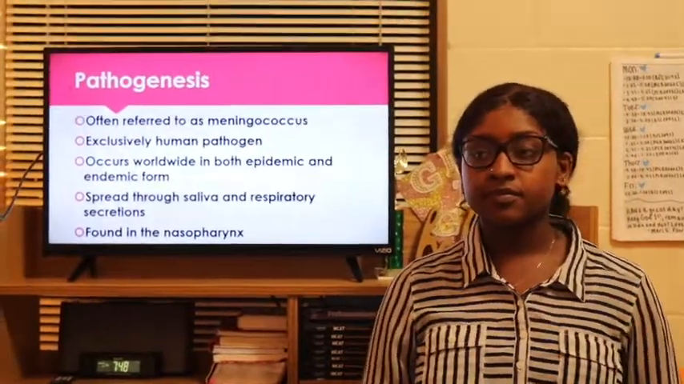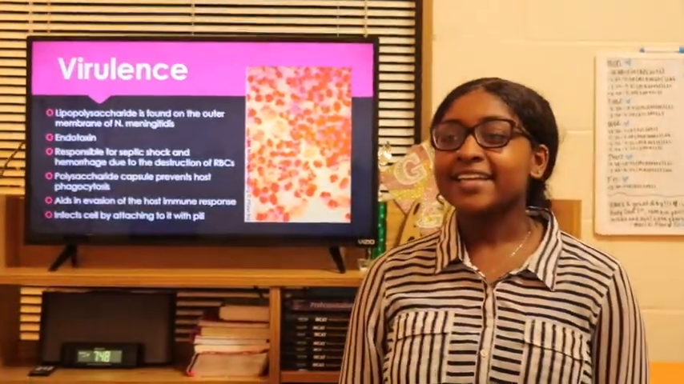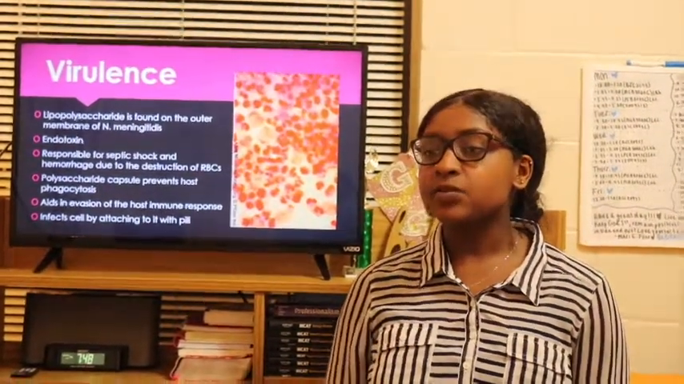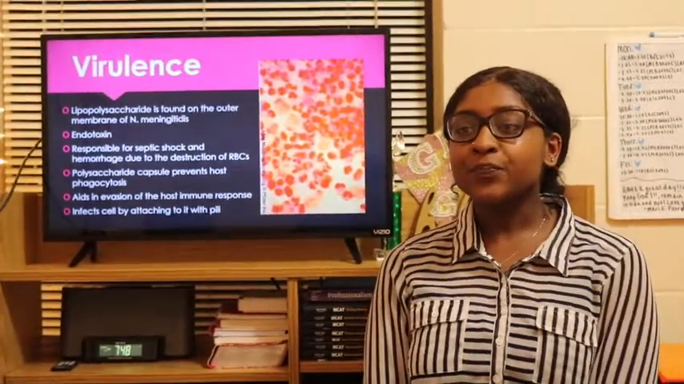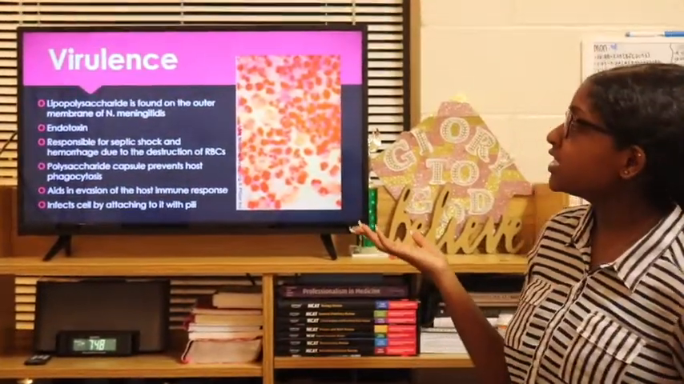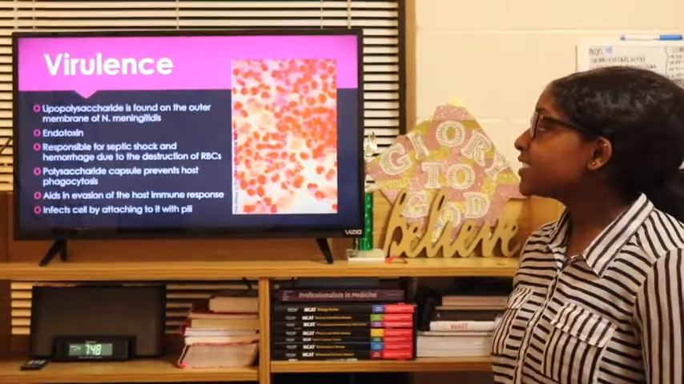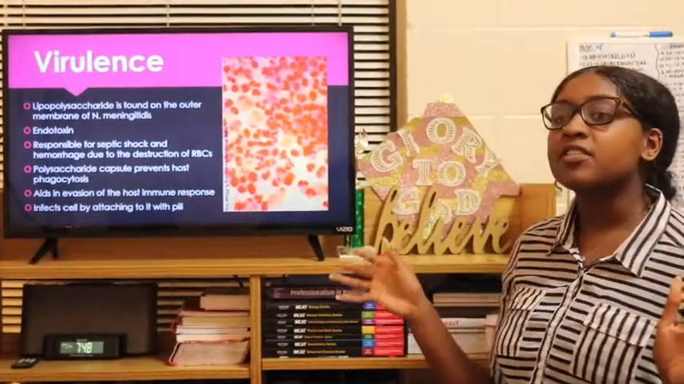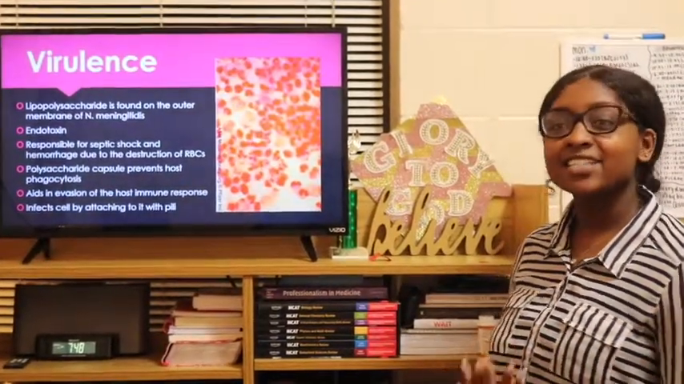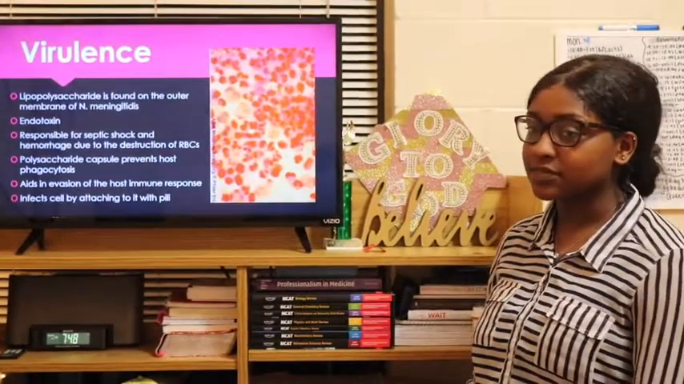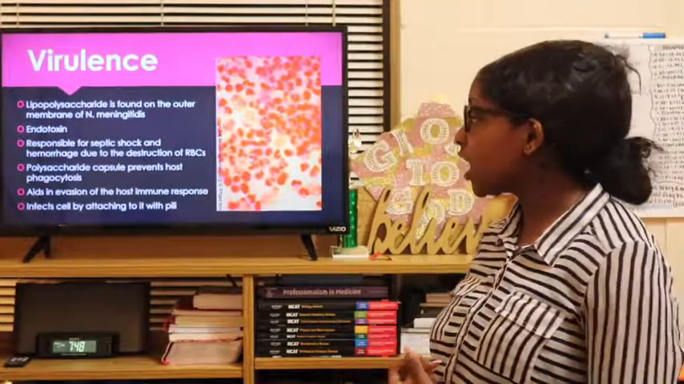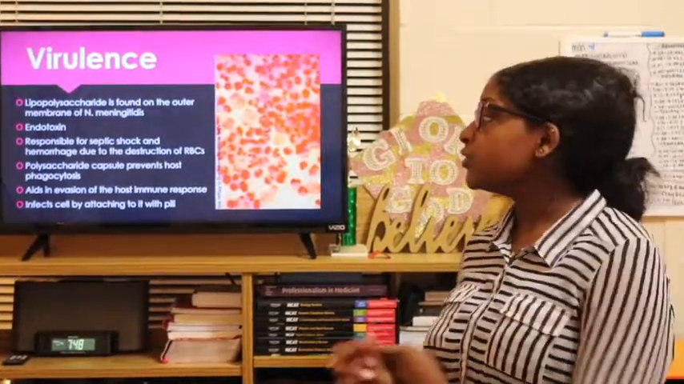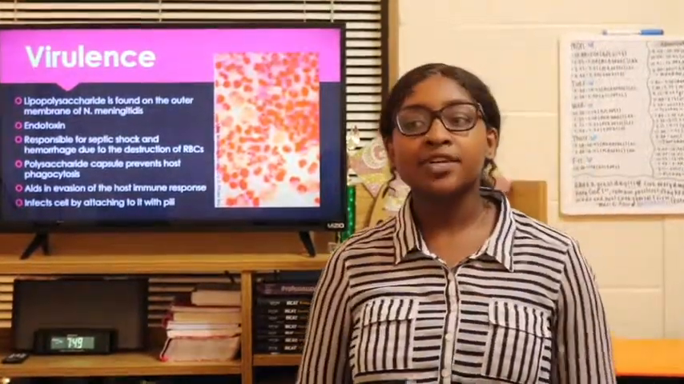Next, we have the virulence, which is how detrimental a disease might be. So, N. meningitidis has lipopolysaccharides found on its outer membrane. It's also known as an endotoxin. This pathogen is responsible for septic shock and hemorrhage due to the destruction of red blood cells.